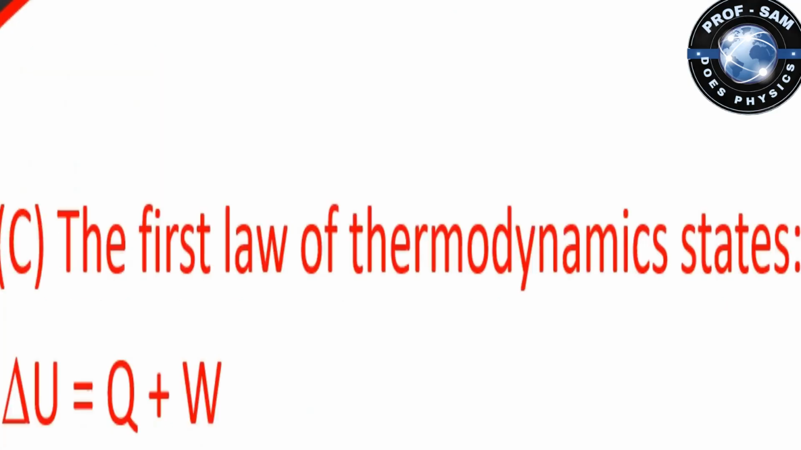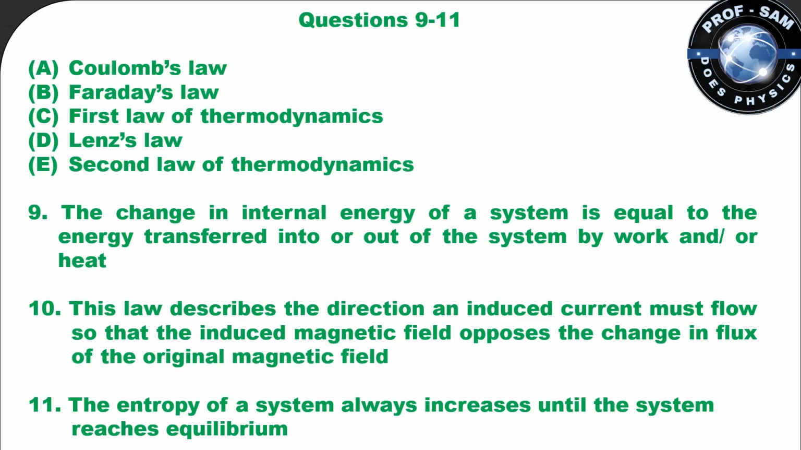The mathematical equation is delta U equals Q plus W, where delta U is the change in internal energy, Q is the quantity of heat, and W is the work done. So option C is the correct answer, the first law of thermodynamics.